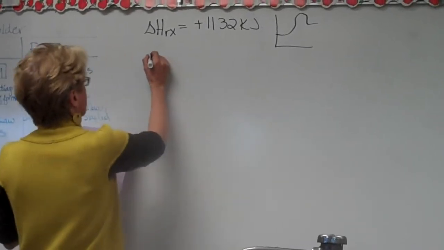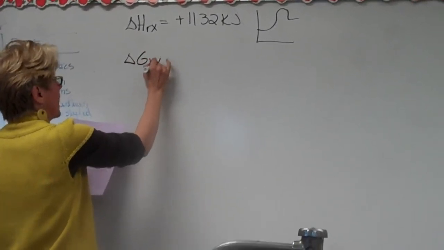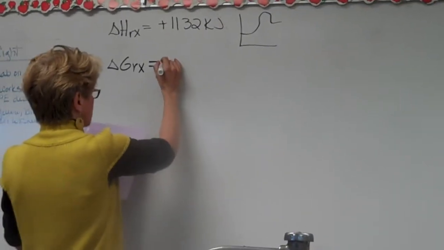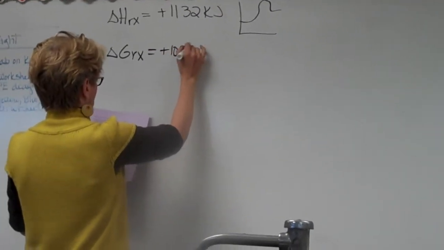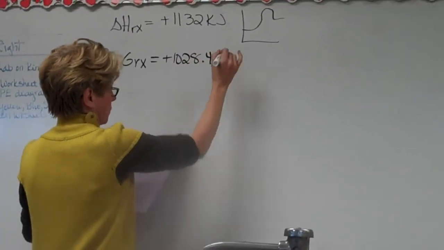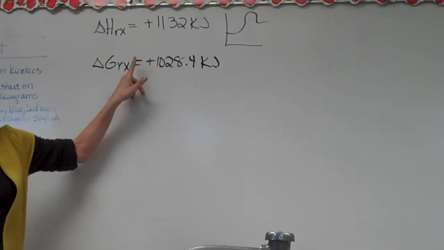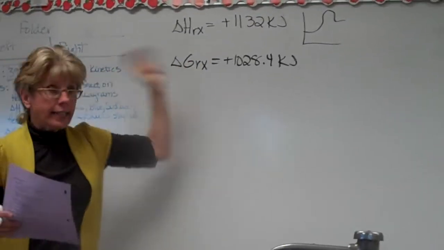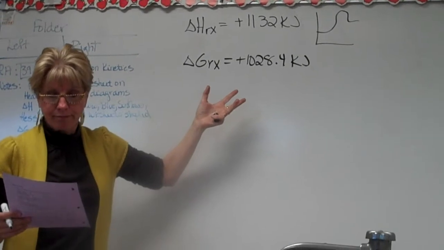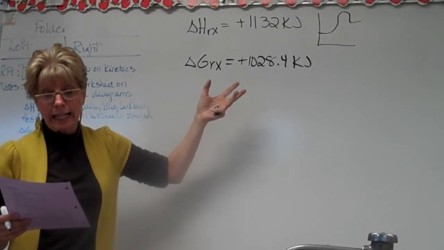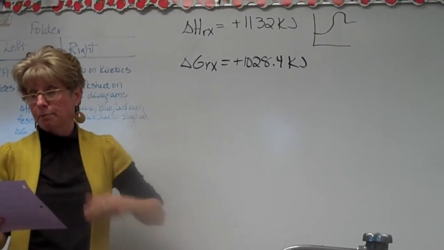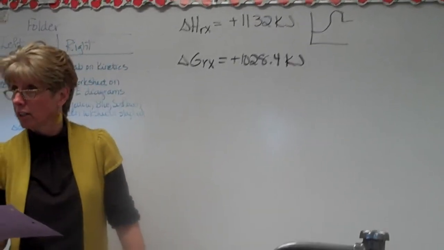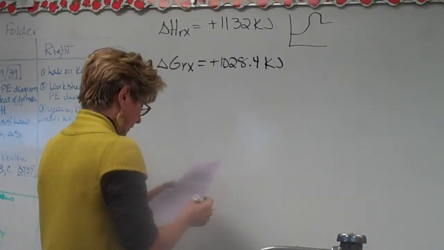Okay? Then you had to calculate delta G, again, products minus reactants. In this case, you got positive 1028.4 kilojoules. What does it mean if delta G was positive? This is not going to occur naturally. And that's absolutely right, because carbon dioxide does not spontaneously change into oxygen. That would be kind of good if it did. We would be very happy if it did that.